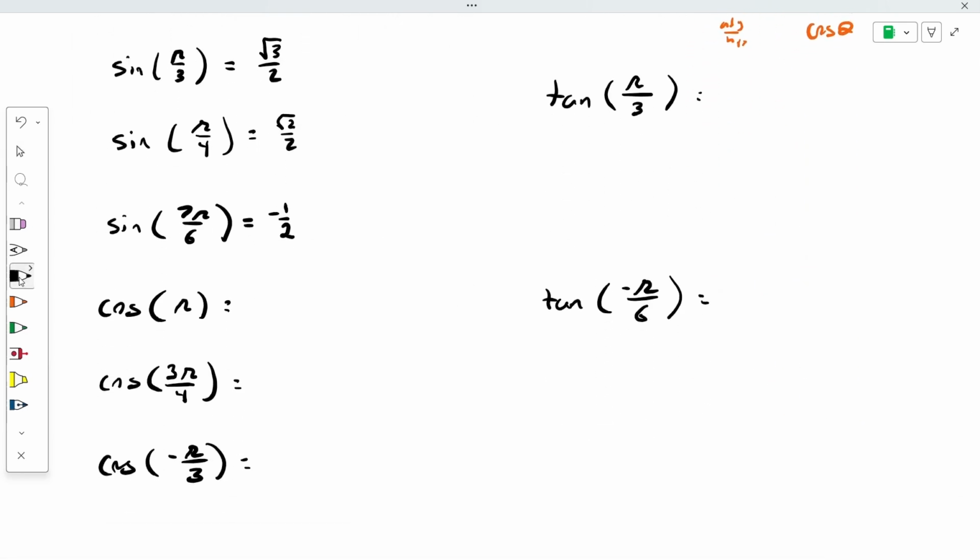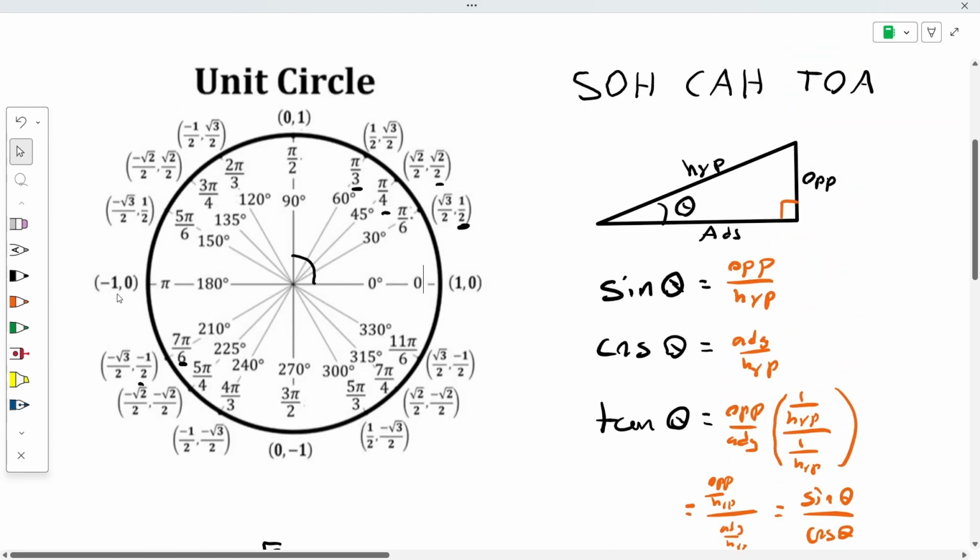Okay, cosine of pi, we can go up to the unit circle again. Pi, now we're looking at the x-coordinate because we have cosine, because it's adjacent over hypotenuse. But this time we just have a straight line here. We can still just use this unit circle because cosine of 180 degrees is going to be that negative 1.